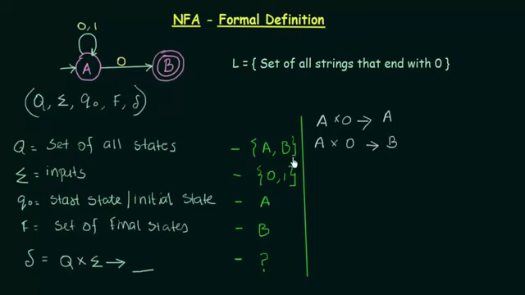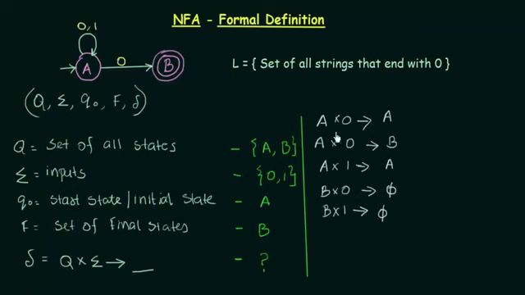And let us see, when state A gets input 1, what happens? When state A gets input 1, it goes to state A itself, right? And that's it for state A. And what about state B? State B on getting input 0, where does it go? It does not go anywhere, so we represent it with phi. And what about state B on getting input 1, where does it go? It again goes nowhere, so it is again represented by phi.